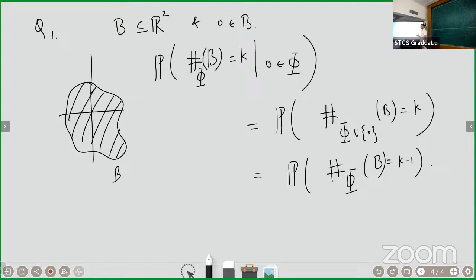All we are asking is what is the probability of B having k points, given that there is already one point sitting inside. The theorem is actually telling you exactly this. You don't have to do all the hard work. But think about if I really wanted to do this using first principles, how would I do this, given that this event is a zero probability event?